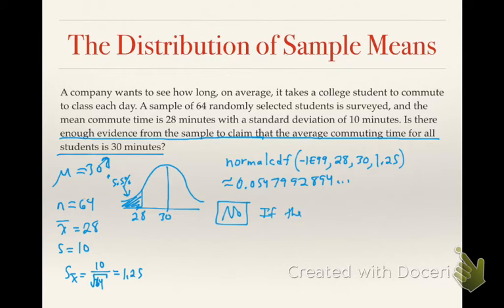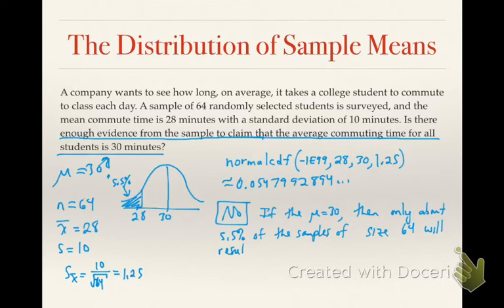If the mean of the population is 30, then only about 5.5% of the samples of size 64 will result in x bar less than or equal to 28. And this is very unlikely.